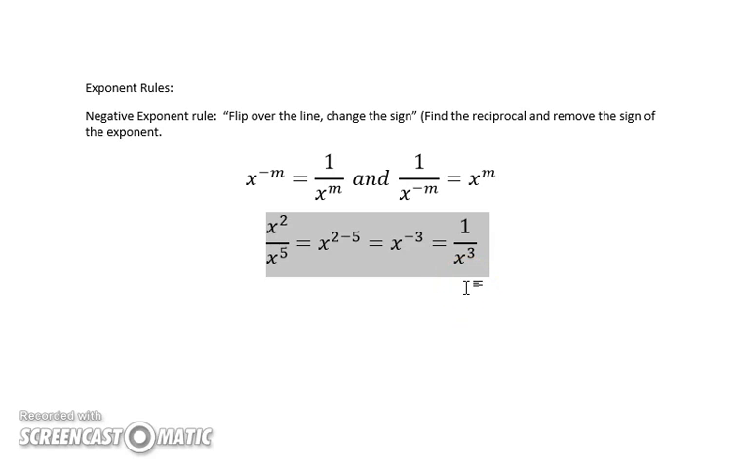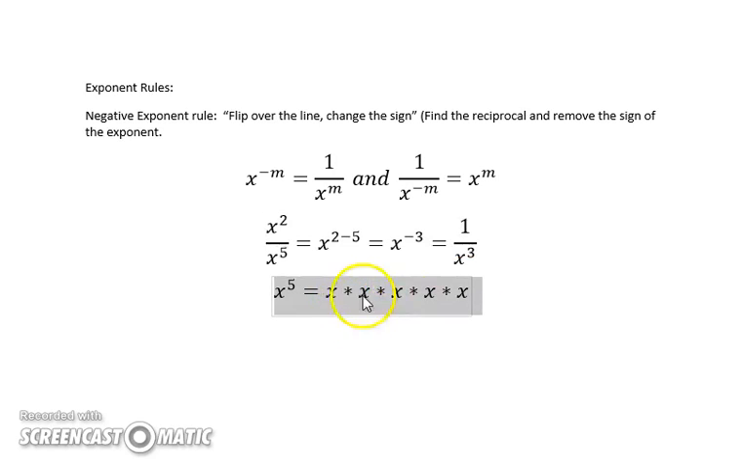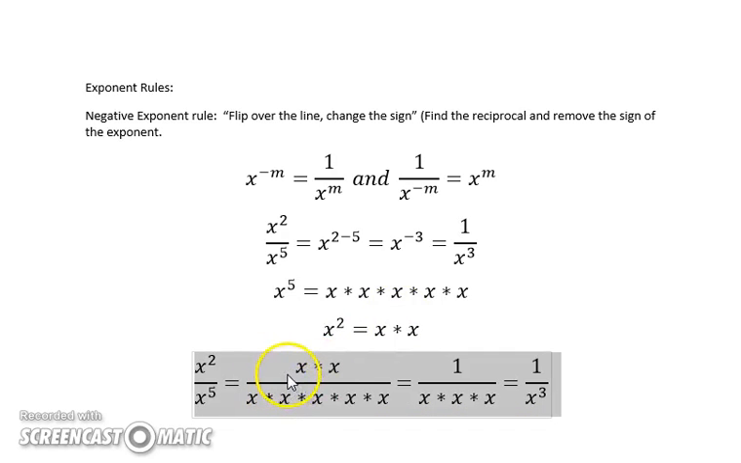And the reasoning for that is, again, we have x to the 5th is the product of 5 x's. X squared is the product of 2 x's. So when we have x squared over x to the 5th, we get the product of 2 x's over the product of 5 x's. Now we cancel out this x with this x with this one, because they're products. So we get 1 over the product of 3 x's, or 1 over x cubed.